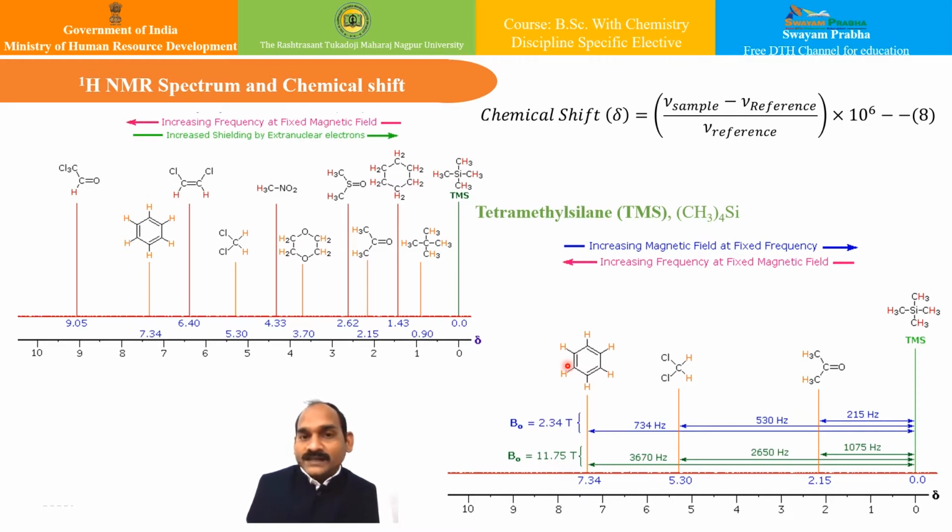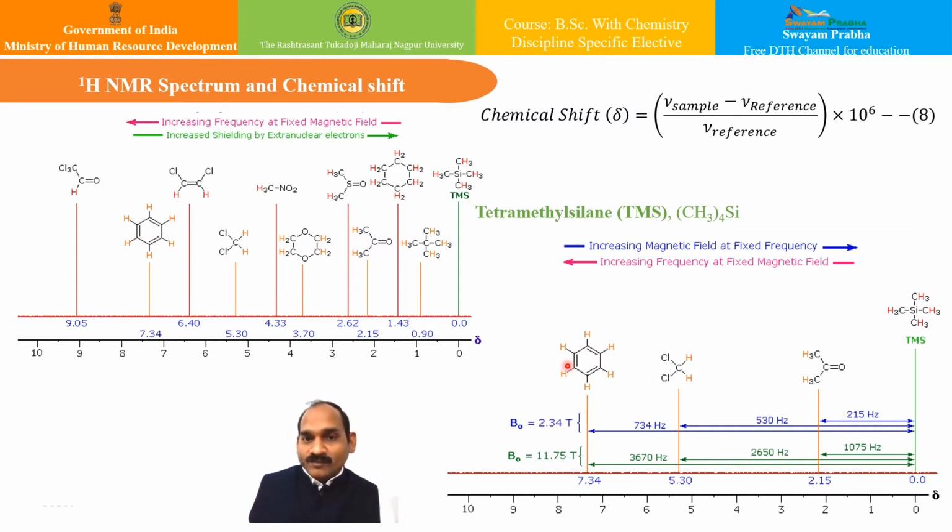Now, to correct these frequency differences for their field dependence, we basically divide the signals by the spectrometer frequency, say by 100 or 500 megahertz, whatever magnet you are using. So the resulting number would be very small. And since we are dividing the frequency shift, which is in hertz, by the magnetic field frequency, that is in megahertz.